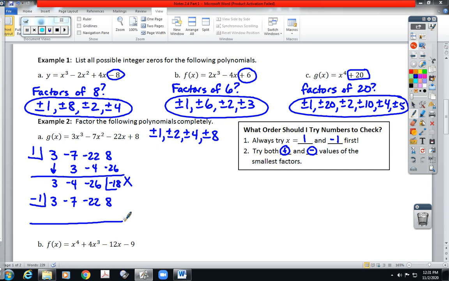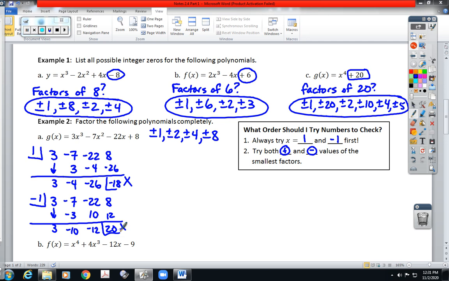We're trying to find one that works. We're going to keep doing this until we find one that works. Okay? 3 comes down. That would be -3, which would be -10. That would be 10, which would be -12. That would be 12. Still did not work. Okay, so that didn't work either. So now we move on.